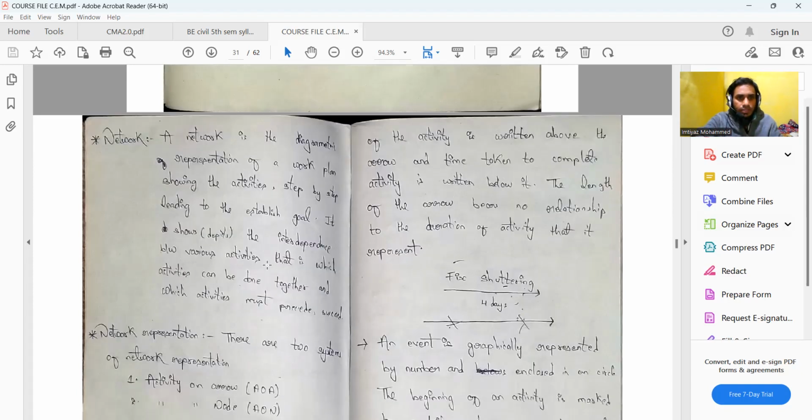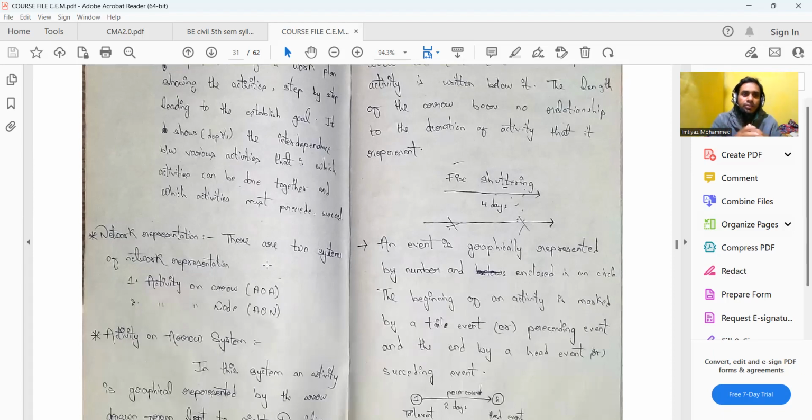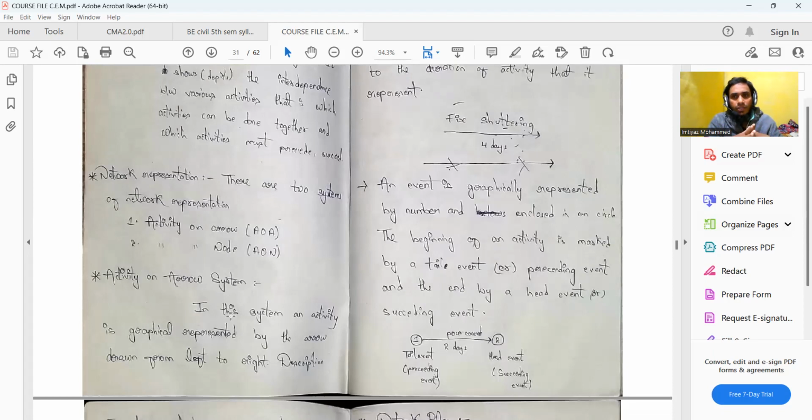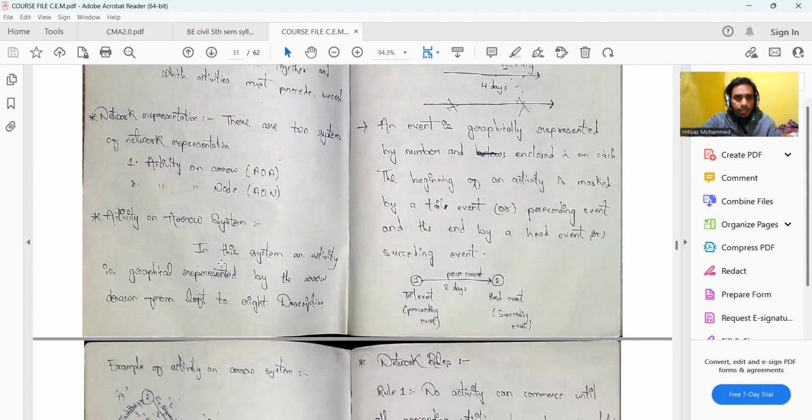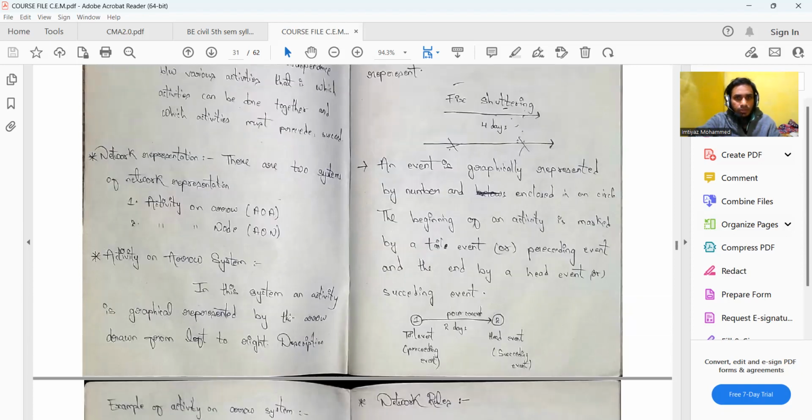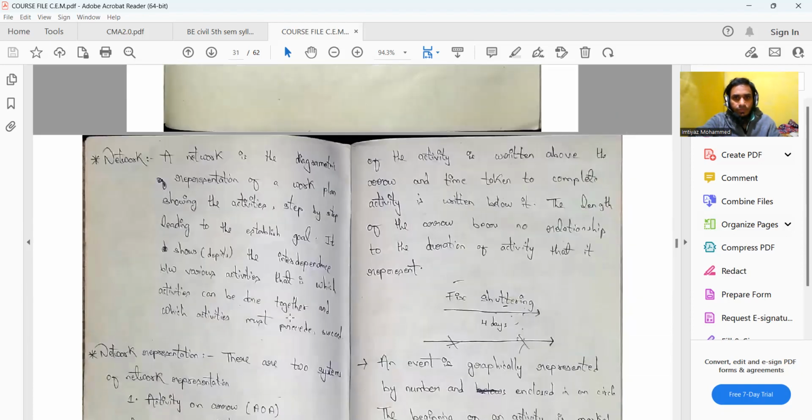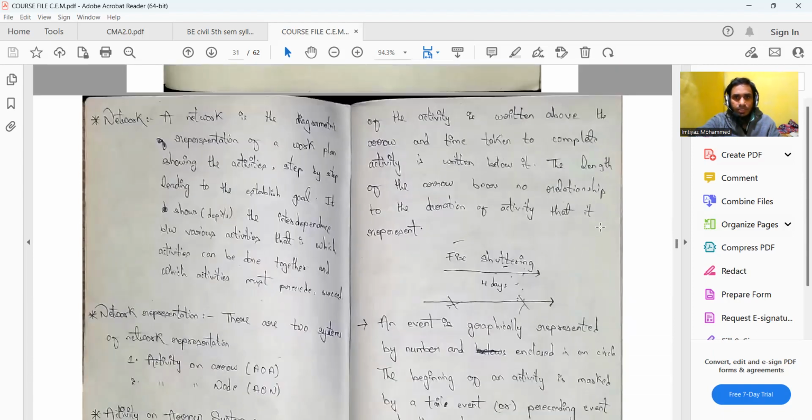Now, a network is represented in two forms, namely activity on arrow and activity on node. Please make sure that you learn both representations, because I expect that you may get a question in the short answer type. So, the activity on arrow system. Here the activity is graphically represented by an arrow, which is drawn from left to right. The description of the activity is written above the arrow, as you can see over here. Also, the length of the arrow doesn't bear any relationship to the duration of the activity.